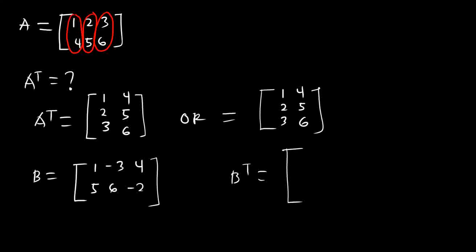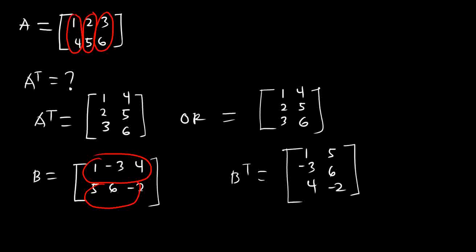In that case, we have row 1 here, and then row 2 here. I couldn't really circle it well, but let's manage it. So rewriting row 1 vertically, I will have 1, -3, and then 4. And then also rewriting row 2 vertically, I will have 5, 6, and then -2. So this will be the transpose of this matrix B.